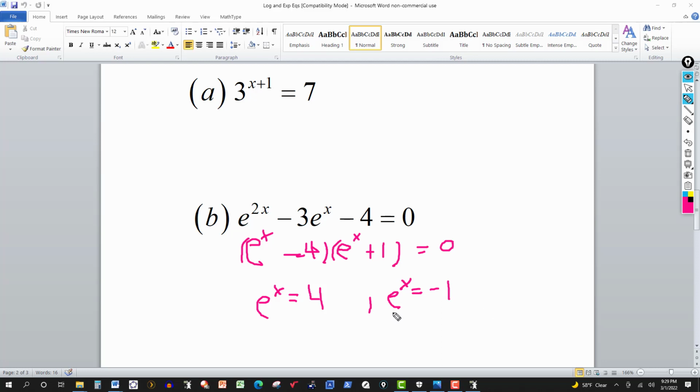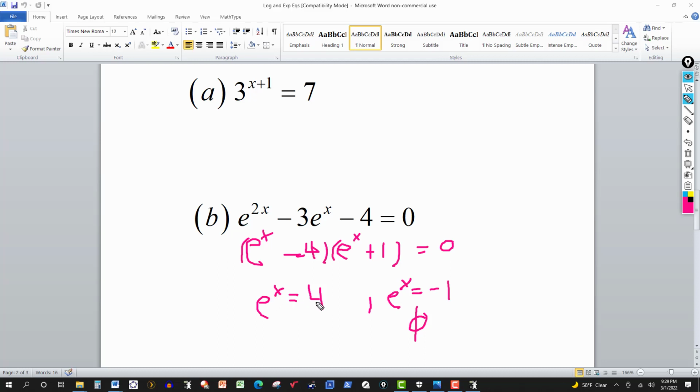Now remember, e is a positive number. It's approximately 2.71. So you take a positive base and take it to any power, whether positive or negative, there's no way you're going to get a negative. Even if x is 0, e to the 0 is 1. It's not going to equal negative 1. So the second one here has no real solution. So the only option you have is e to the x equals 4.